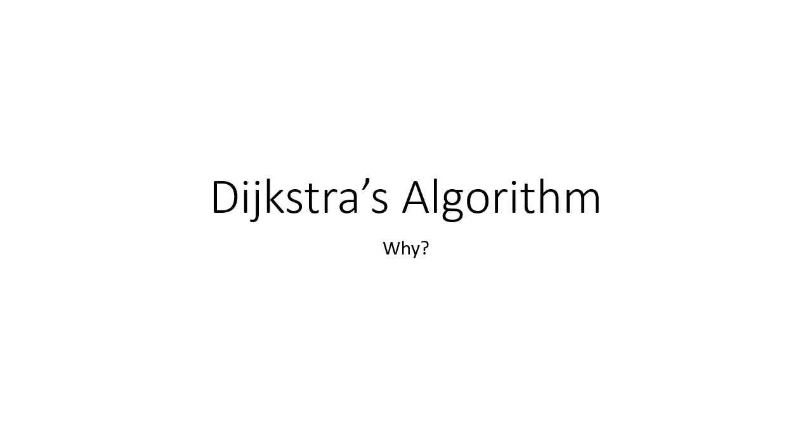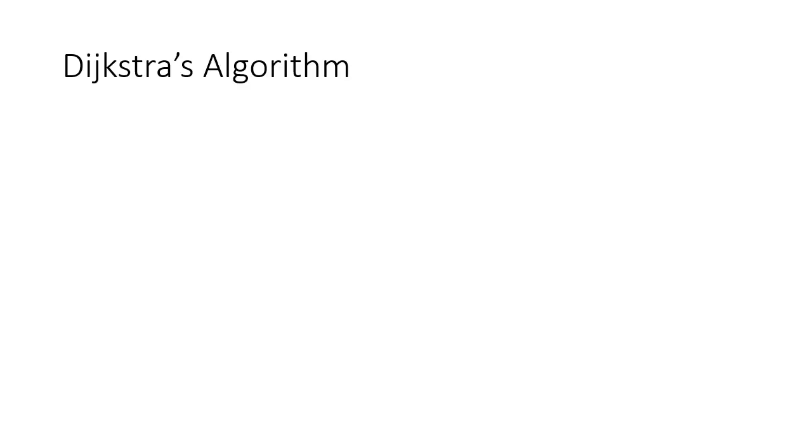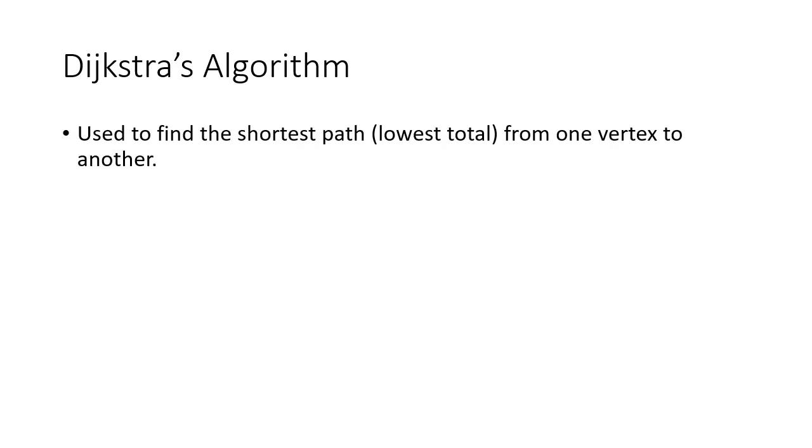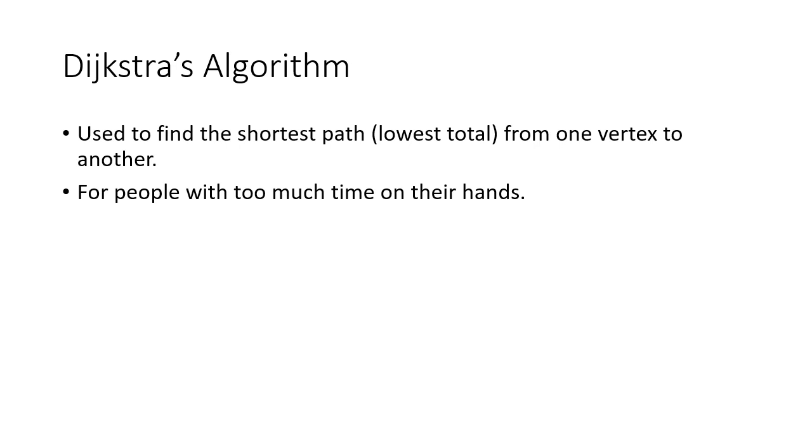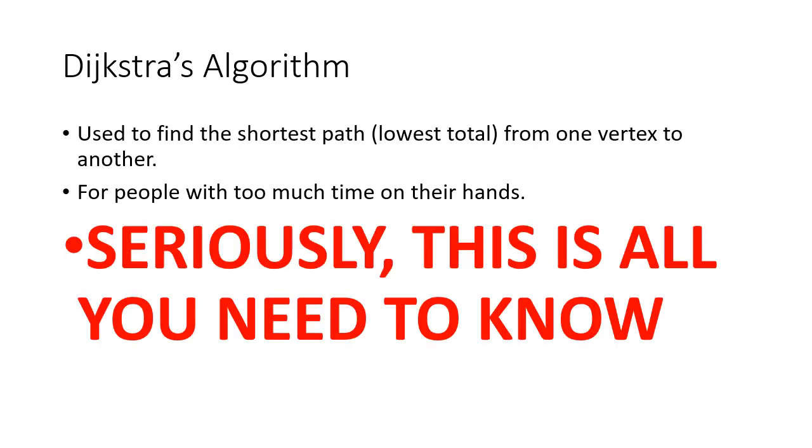Dijkstra's algorithm. Why? Well, what is Dijkstra's algorithm? It's basically used to find the shortest path, or lowest total, from one vertex to another. And it's for people with too much time on their hands. It's quite a long, complicated process. And that's pretty much all you need to know. I mean, seriously, this is all you need to know.